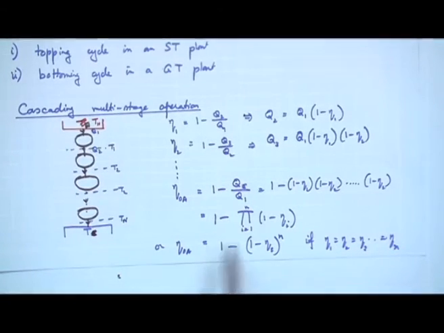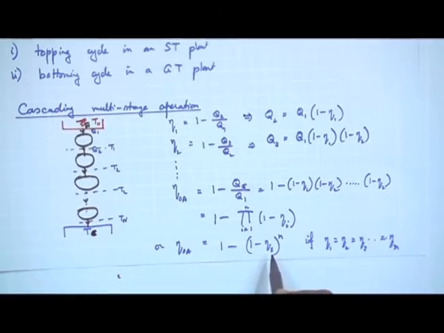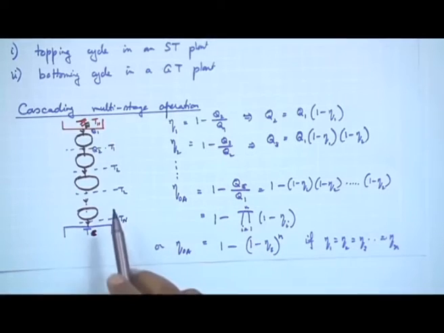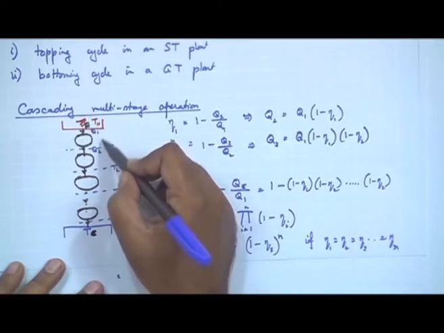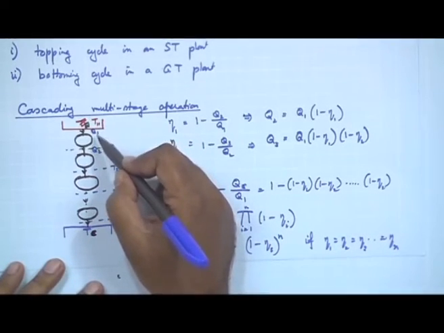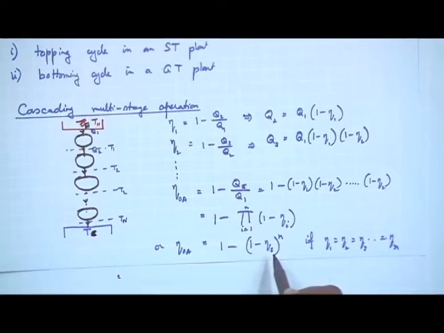Okay. Now, keep in mind, it does not always mean that if you keep increasing n, my overall efficiency increases. This expression gives you that impression, that if you keep on increasing the number of stages, my overall efficiency will go up. But that is not the case, because as you increase the number of stages, I am reducing the temperature drop across each of these thermoelectric generators. So, the individual efficiencies of each of these thermoelectric generators will keep going down.